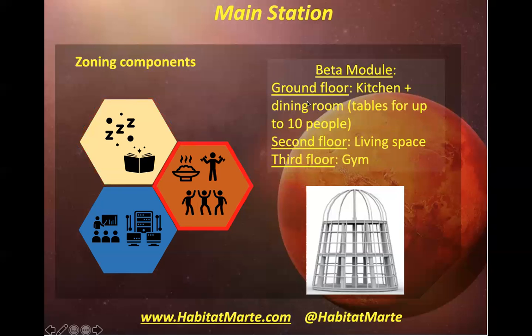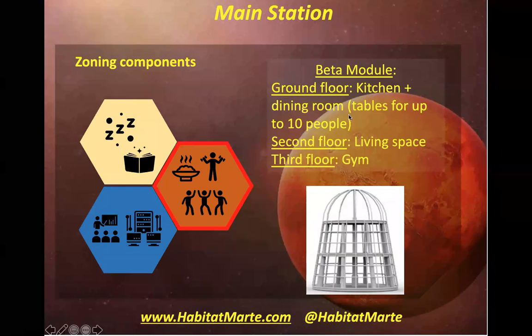The second one is the beta model, presenting kitchen, dining room, table for around 10 persons. Also, the second floor will present living space, and the third floor the gym. We imagine turns for dining and also lunch, because the area is not big, so we need turns at specific times for part of the crew to be lunching.